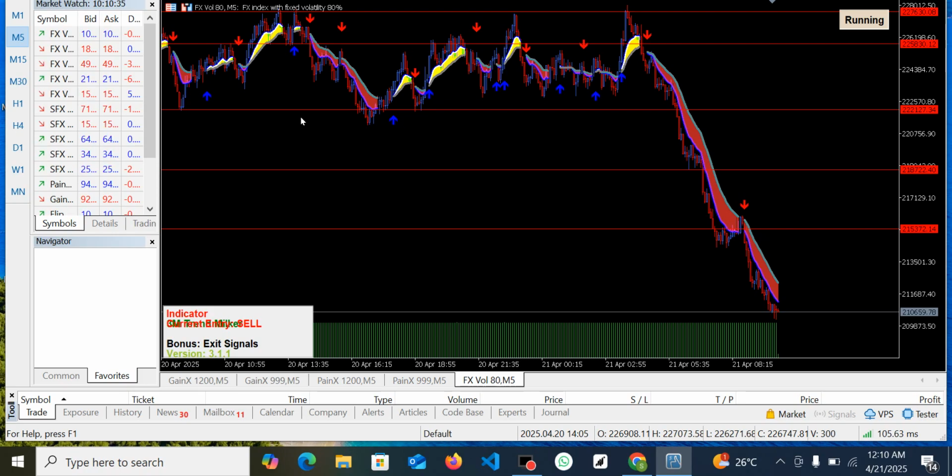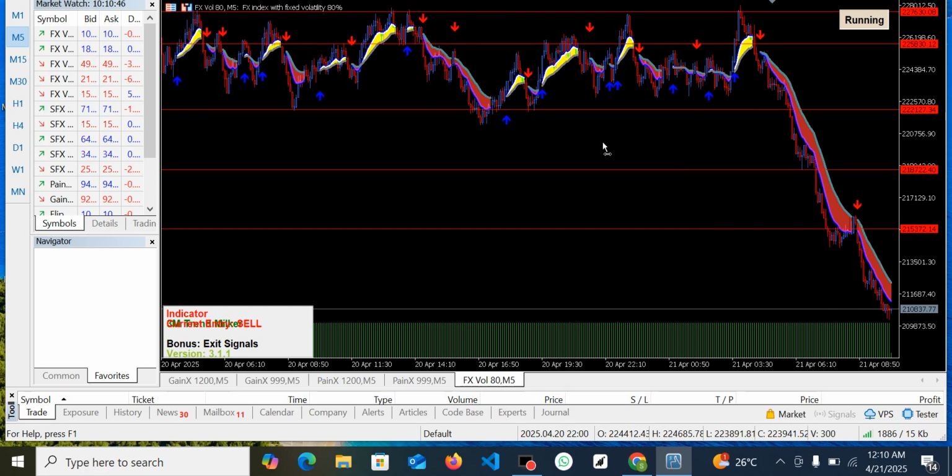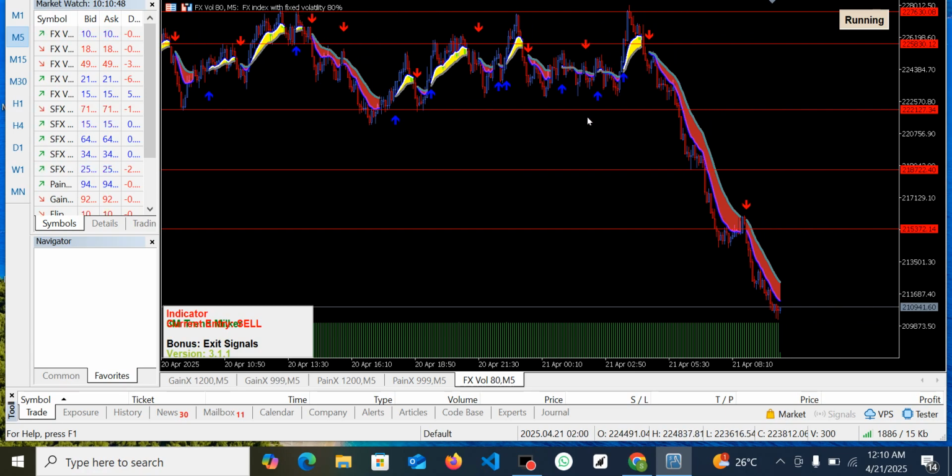Because it is a trend trading asset, the first thing you should try to get is the trend of the asset. If you are able to get the trend right, then definitely you will make a lot of achievements with this particular asset. Now let's see this.